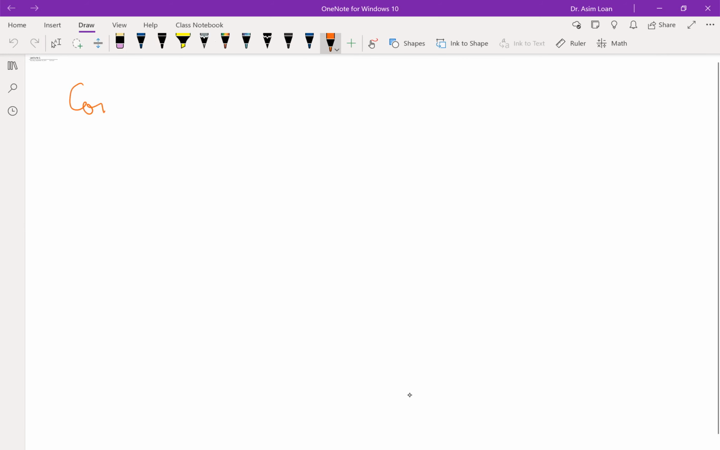So specifically, maybe I switch to black. This is a pencil. Wait, just a minute. Okay. So continuous random variable. You can see my screen, right?